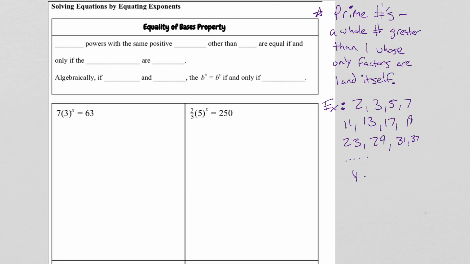4 is divisible by 2, right? You can divide 4 by 2. And you can divide 8 by 2. And you can divide 9 by 3. So you'll see that's why these are not prime. You could divide 10 by 5 or 2. So that's why 10 is not prime.